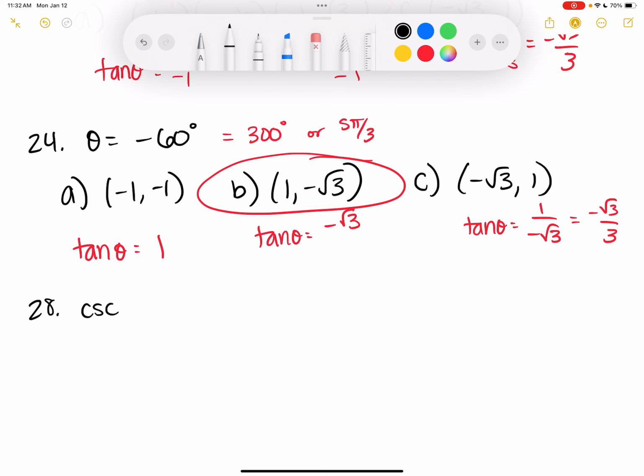Cosecant of 3 pi over 4. So I need to think about this because cosecant, secant, and cotangent are not on my unit circle. I need to think about this as 1 over the sine of 3 pi over 4. So what is the sine of 3 pi over 4? Root 2 over 2. Yes. So then, keep change flip. I get 2 over root 2. Rationalize it. I get 2 root 2 over 2, which is just root 2.